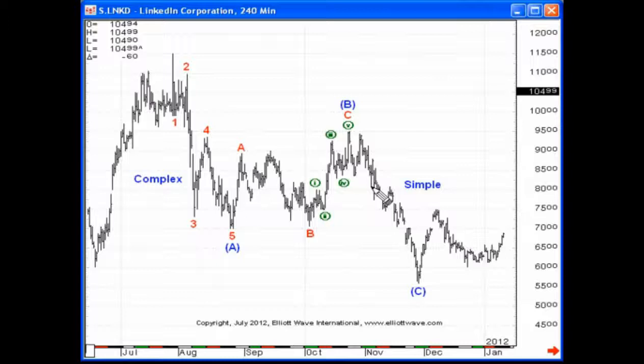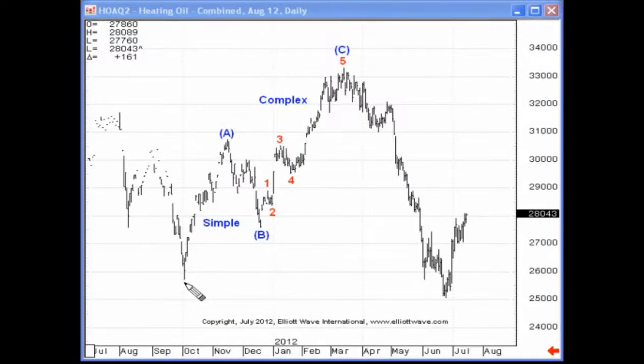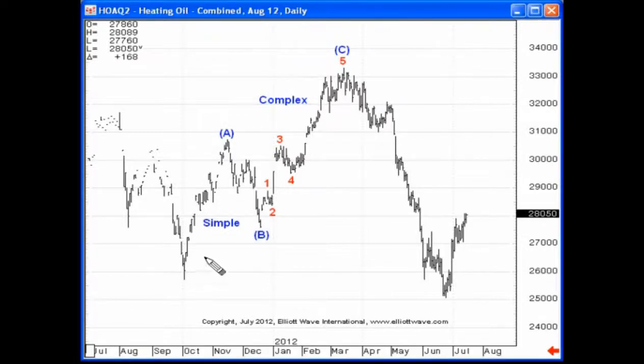You even see the same tendency exhibited within wave B itself. Notice that wave A of B is a very singular price move, and wave C, on the other hand, clearly subdivides into 5 waves. So we have simple and complex. Let me show you one more example. This is a daily price chart of heating oil. What we have is a very simple wave A, a very singular price move, and then wave C clearly subdivides into 5 waves: waves 1, 2, 3, 4, and 5.